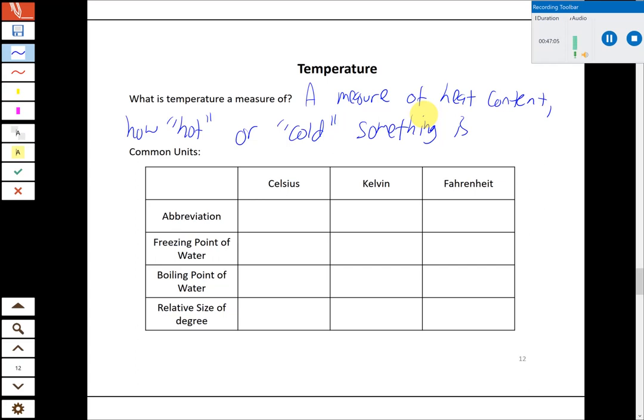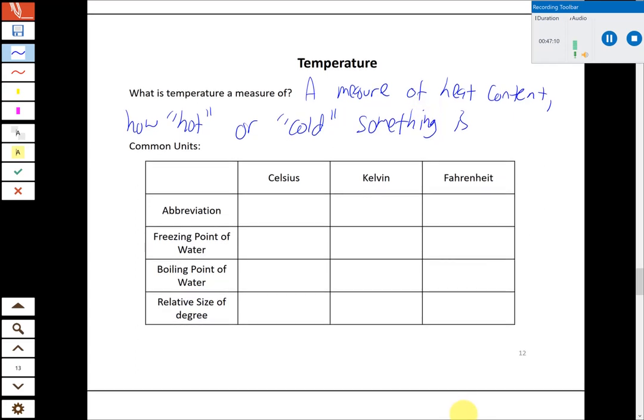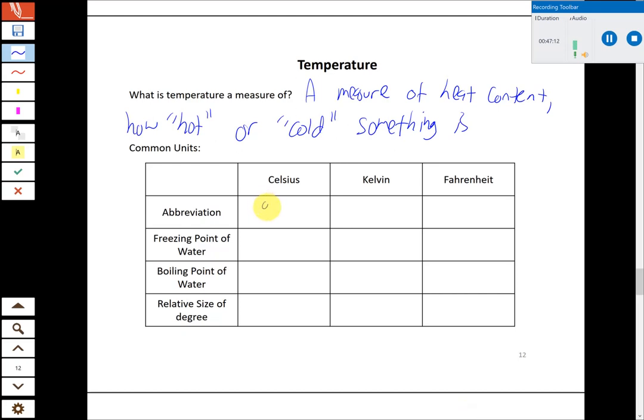So there are 3 common temperature units. The one that we will use probably the most in this class is Celsius. And I really wish that the United States would get its act together and just use Celsius for everyday life temperature reporting, but we don't. But Celsius is what we typically use in science.